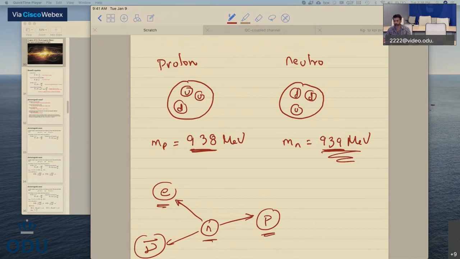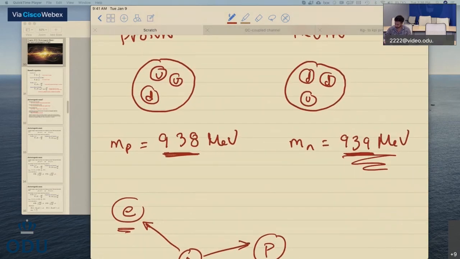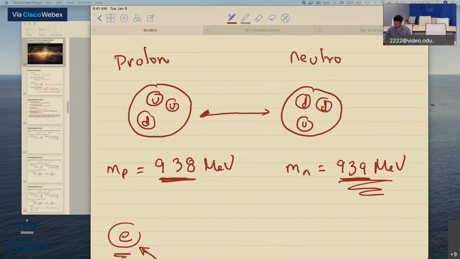That's remarkable. So close. Okay? And so this is telling us that there seems to be a symmetry. The other thing that you should notice is that I can relate the proton and the neutron by just replacing all the down quarks with up quarks and vice versa.